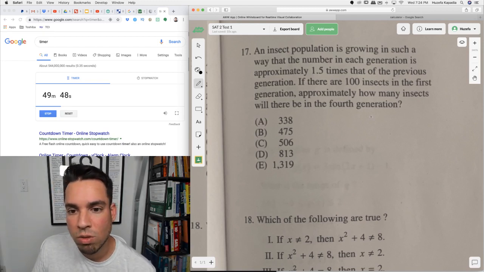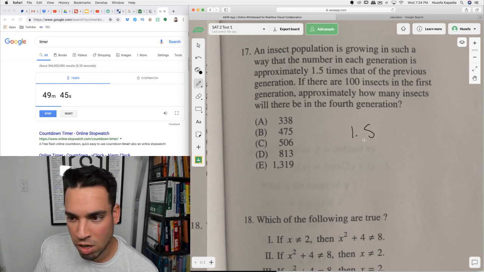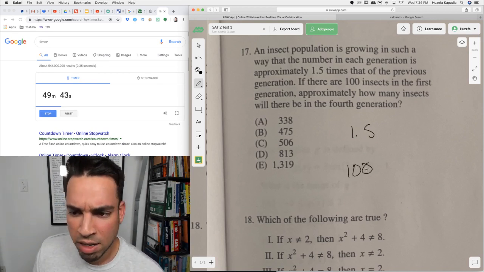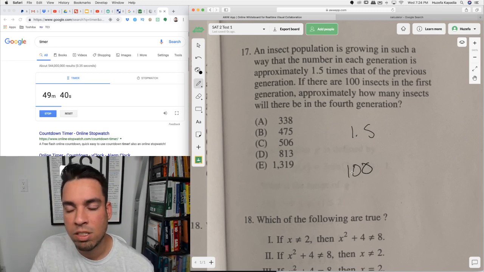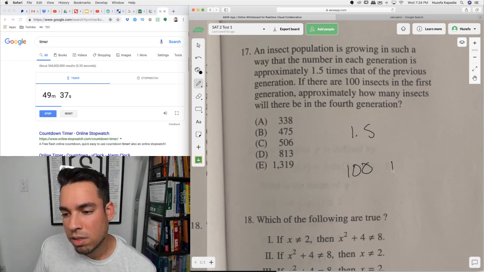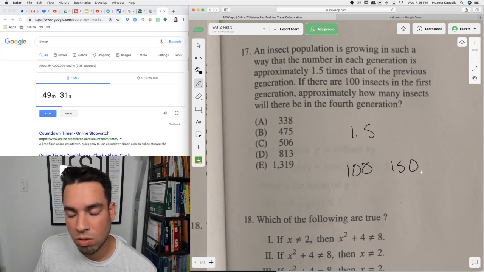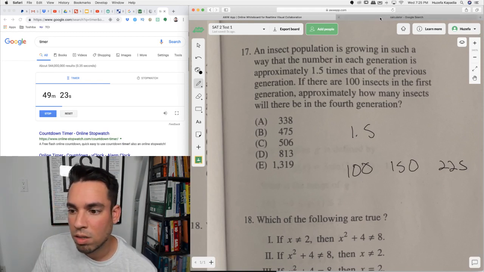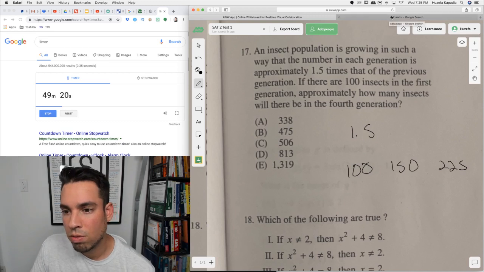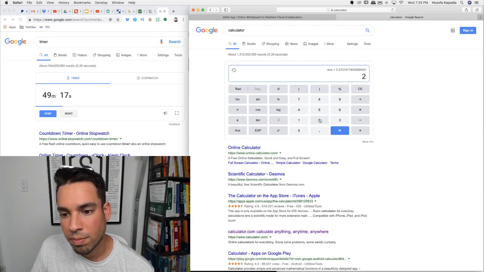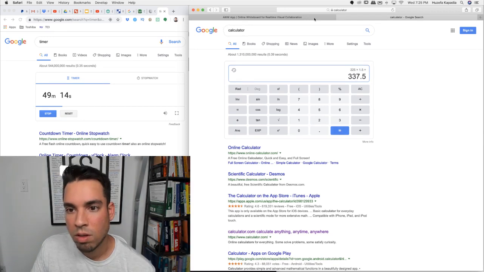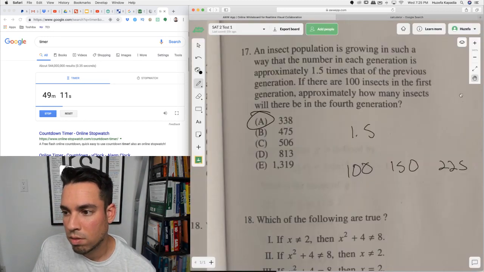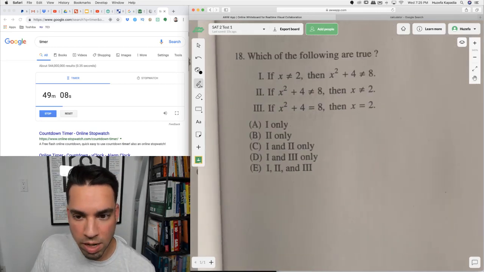An insect population is growing in such a way that the number in each generation is approximately 1.5 that of the previous generation. If there are 100 insects in the first generation, approximately how many insects will there be in the 4th generation? Second is 150. Third is 225. And then 4th is probably 338, but let's see. Okay, so 225 times 1.5. 338.